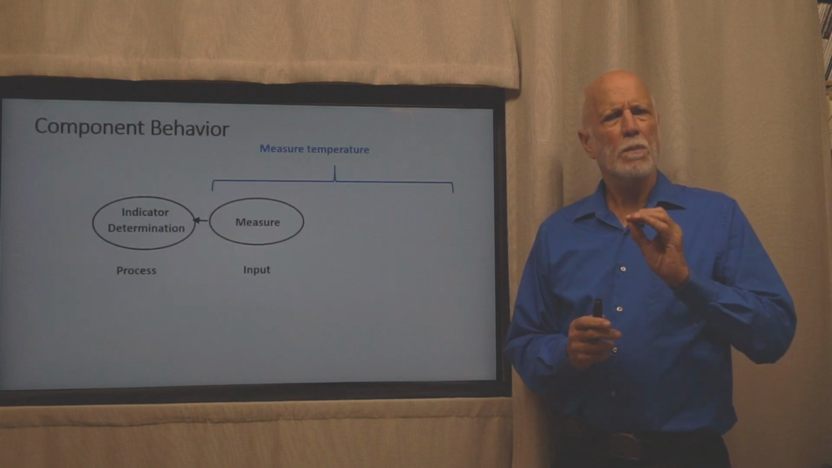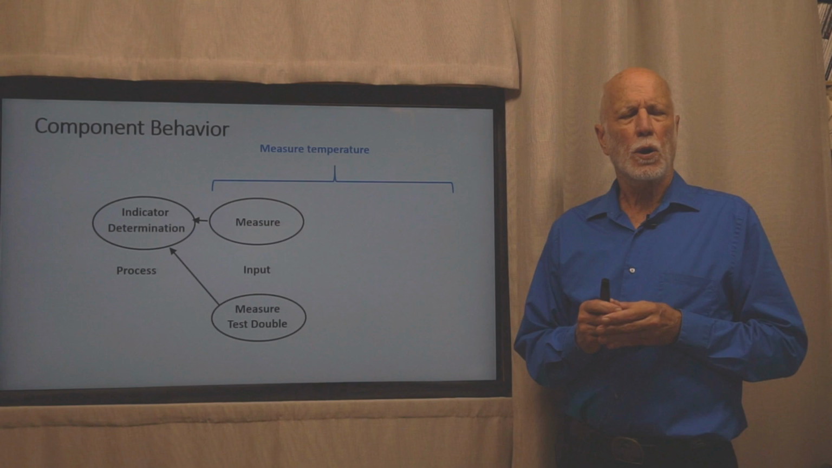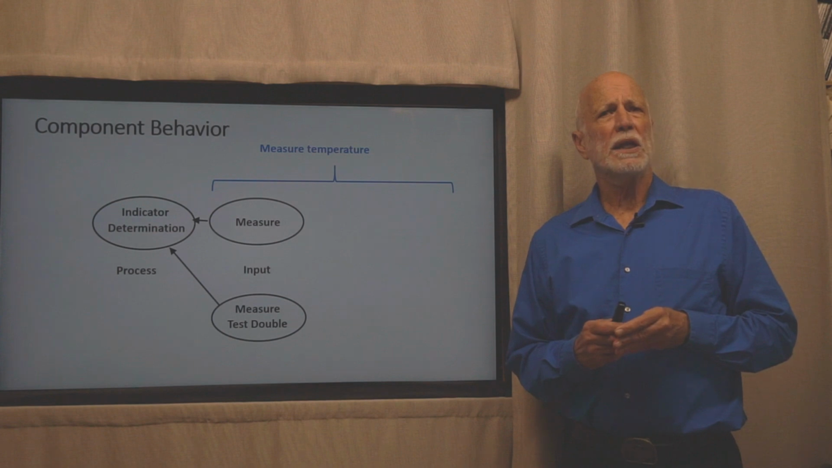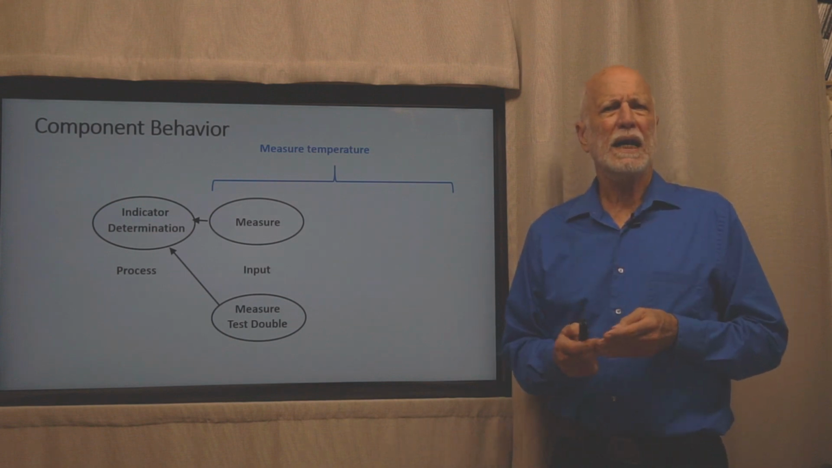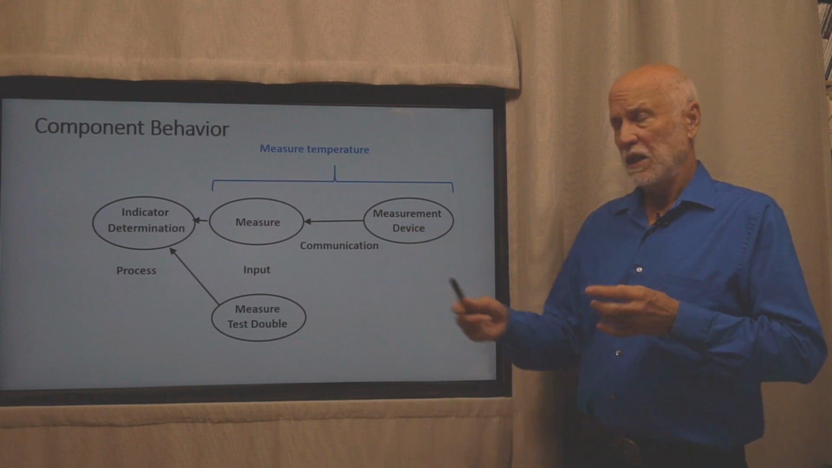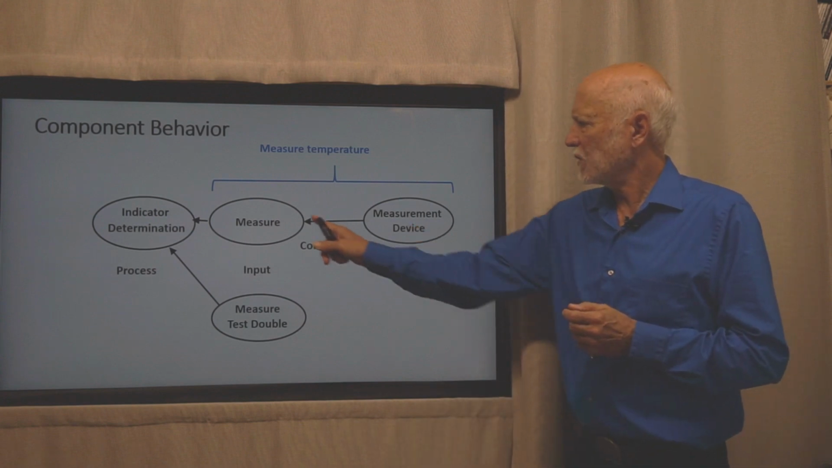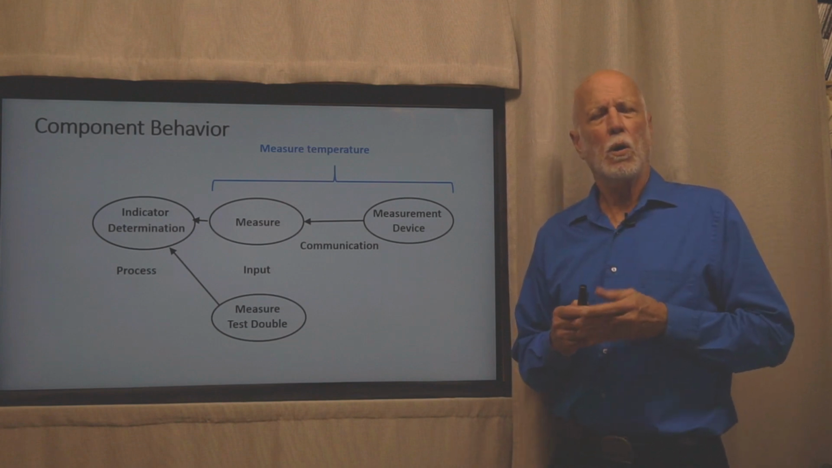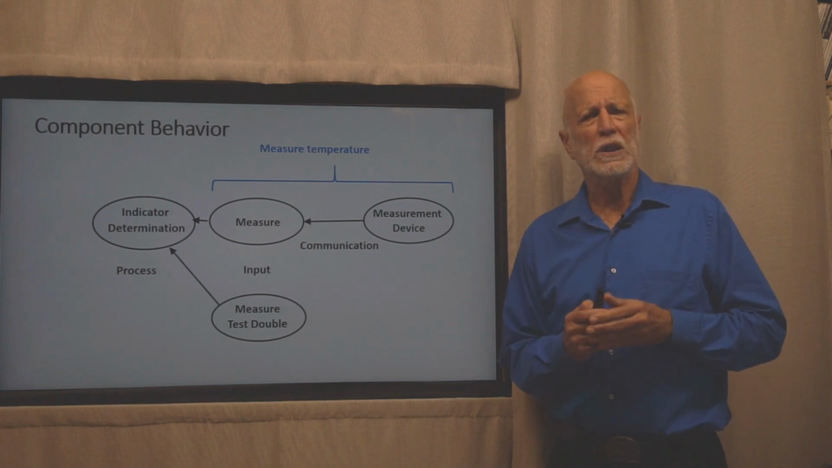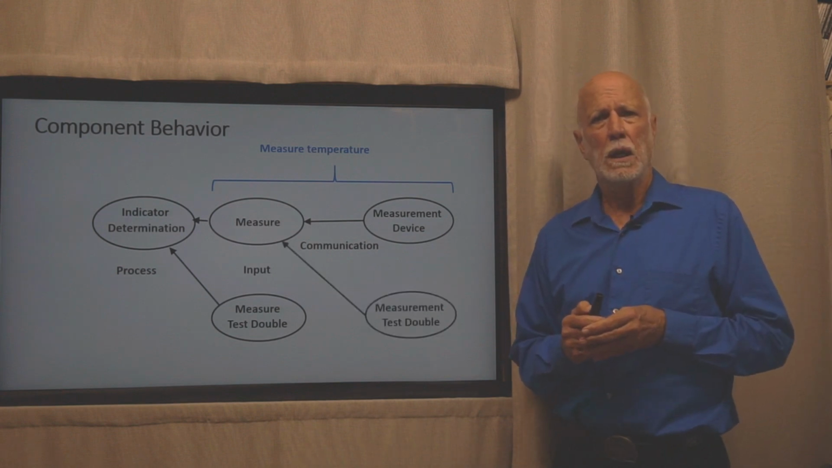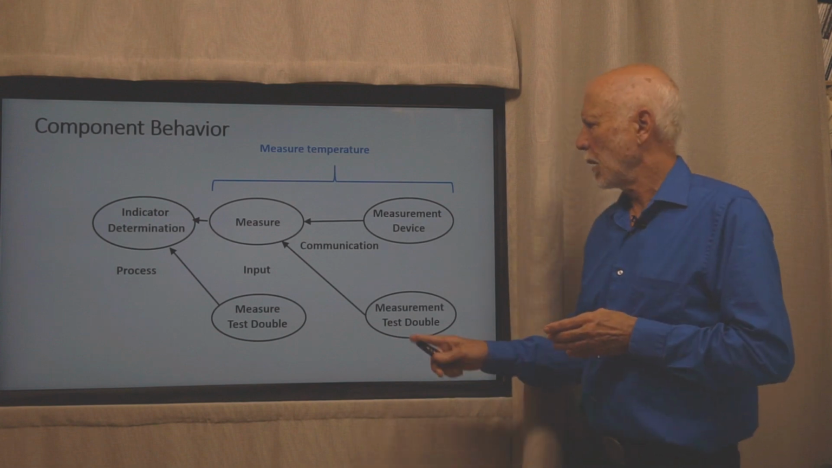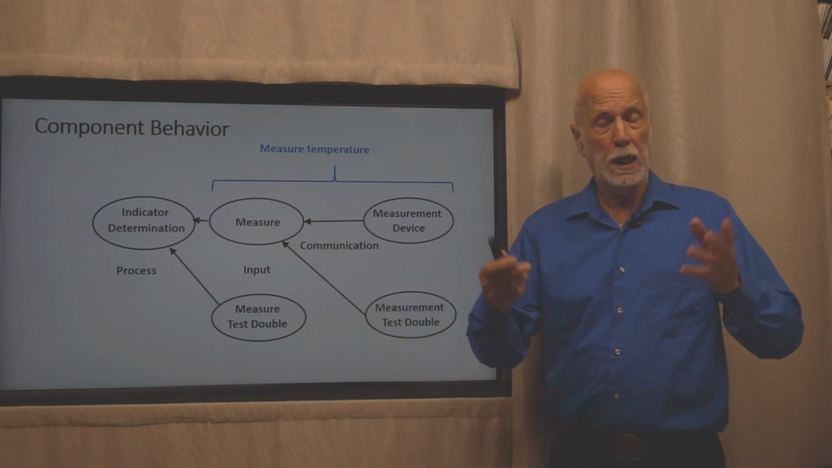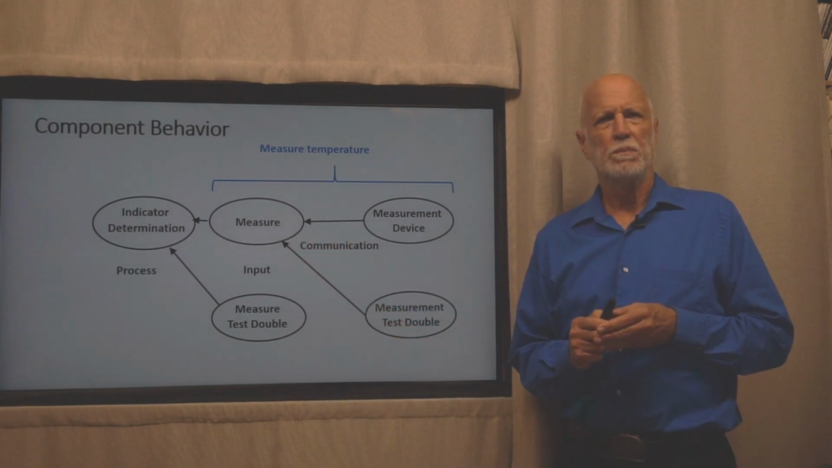So, in our previous indicator determination, we had a measure test double. But now if we really want to test our measure more automatically, well, our measurement device, which is in the porridge, is going to communicate somehow with our measure component, but we'd like to test it more and more automatically, and we don't want to have to get a bowl of porridge out and keep heating it up and cooling it down. So we'll probably create a measurement test double. That will allow us to test our communication as well as any processing inside of measure.